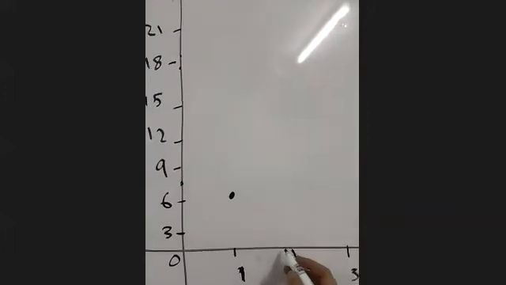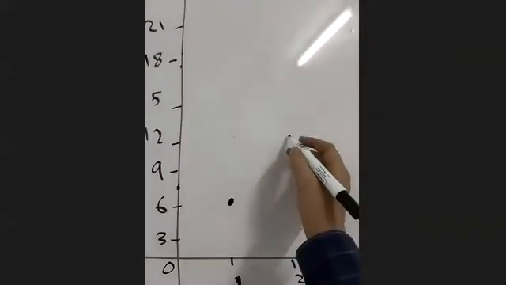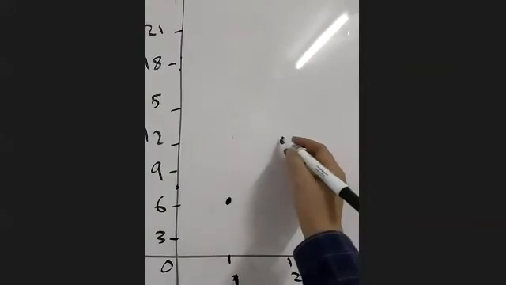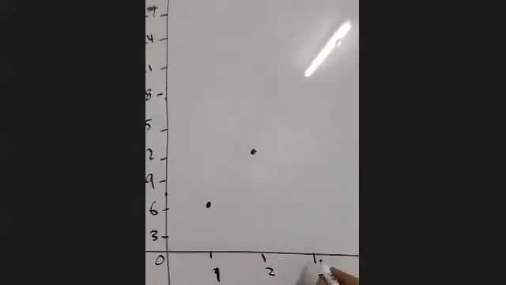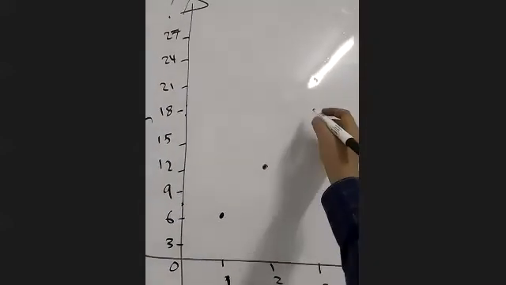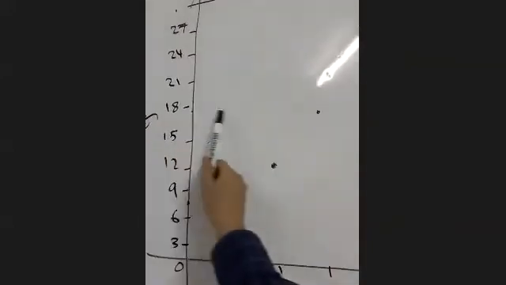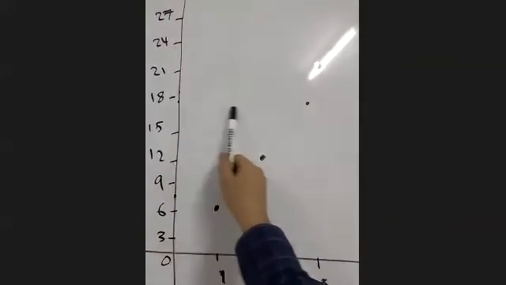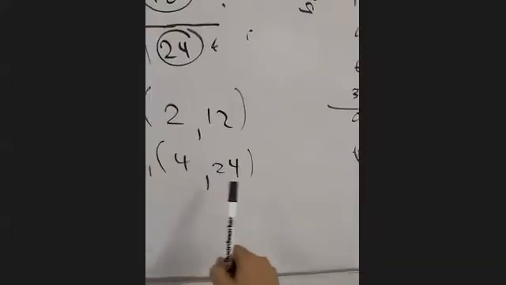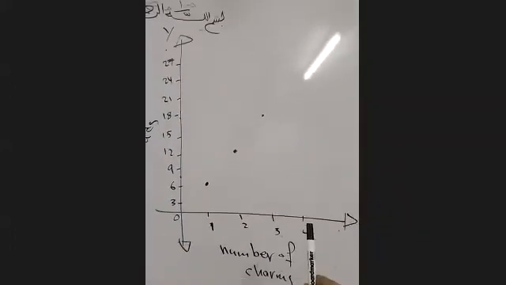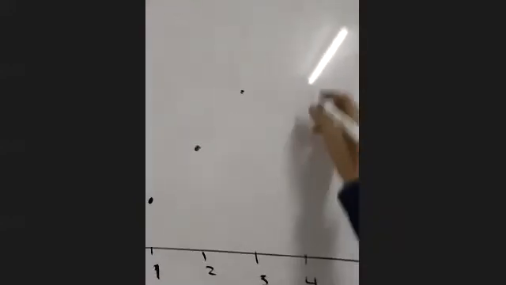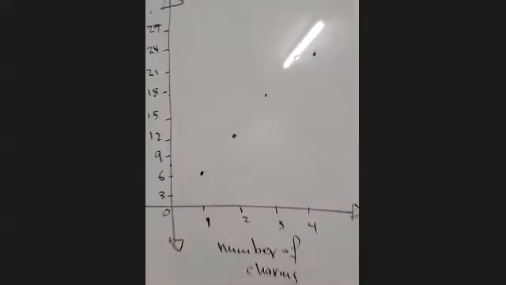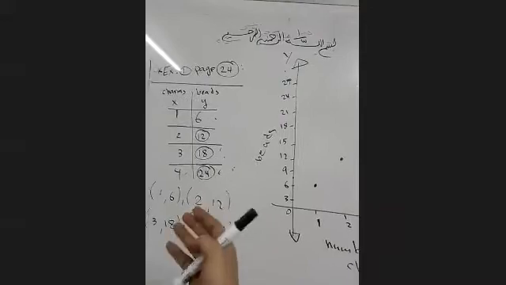Now 2 and 12, this is 2, go up until you get the 12. Here 3 and 18, this is a 3, go up until you get the 18. See, opposite to 18. Now 4 with the 24, this is 4. Go up until you get the 24. This is here. This is our plotting of these points related to this table.